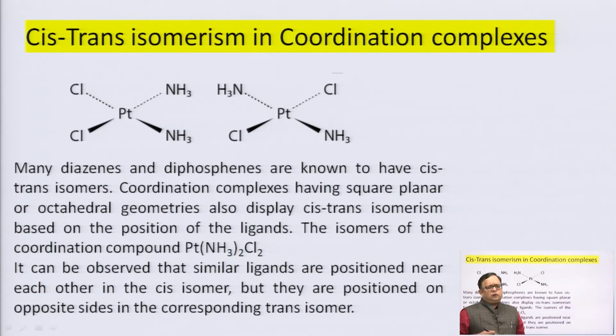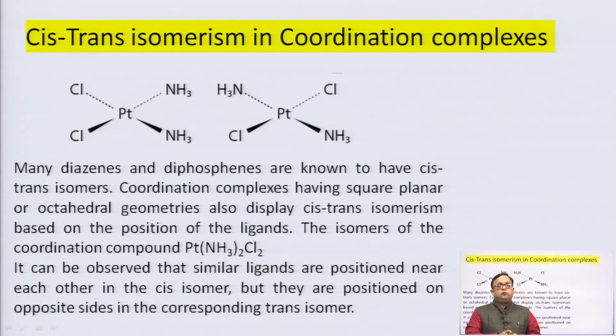And so, that is how cis and trans isomerism is named in the case of alkenes. Now, if you look at another category, that is coordination complexes. Here we can see that cis and trans isomers are exhibited in diazines and diphosphenes. Coordination complexes having a square planar structure or octahedral geometry also display cis and trans isomerism.